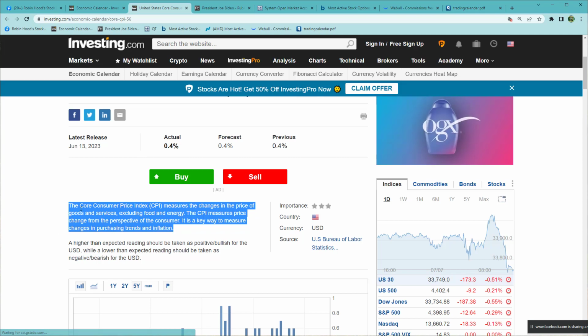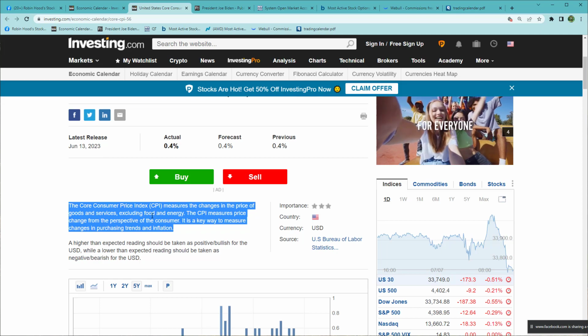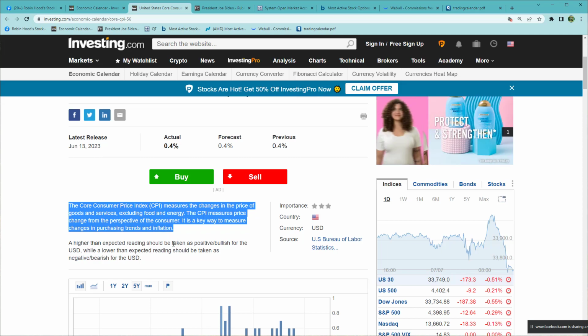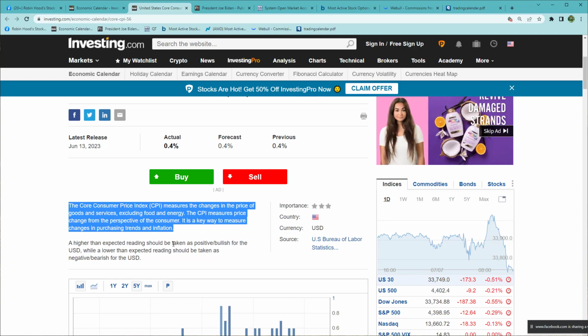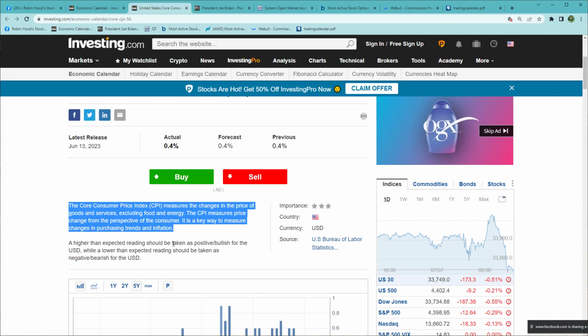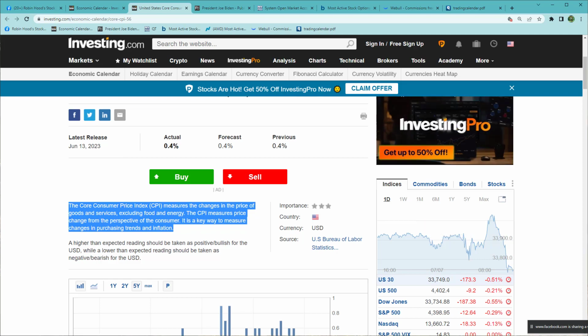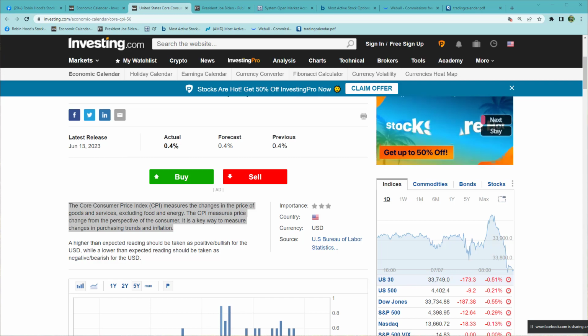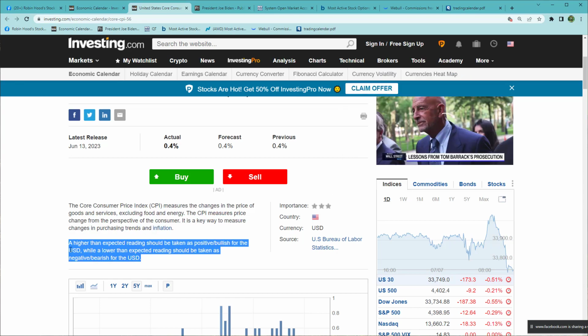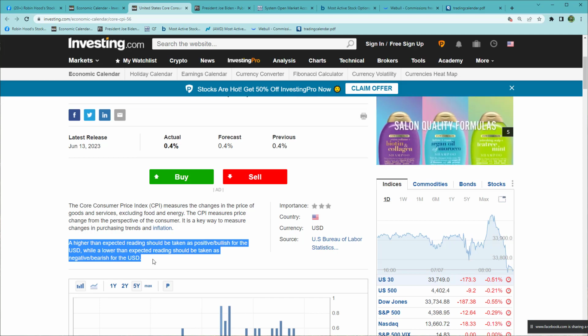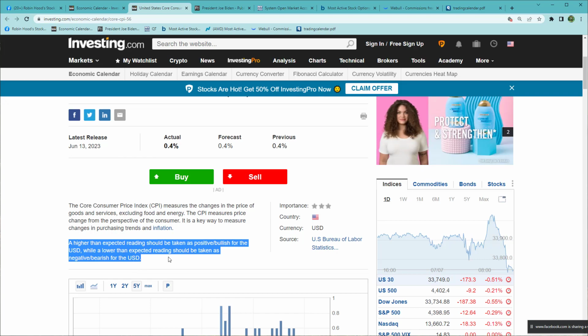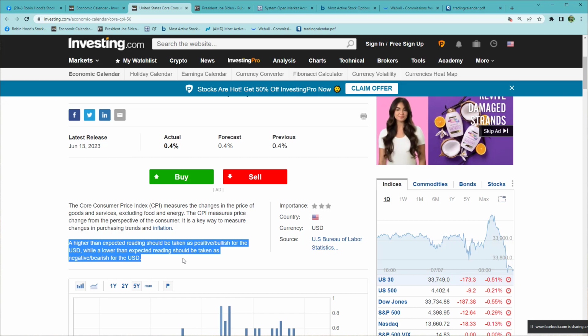But it says right here, the Core Consumer Price Index measures the changes in the price of goods and services, excluding food and energy because it has its own little report. The CPI measures price change from the perspective of the consumer, and is a key way to measure changes in purchasing trends and inflation. And how it affects that is where it says a higher than expected reading should be taken as positive or bullish for the United States dollar, while a lower than expected reading should be taken as negative or bearish for the US dollar, which all affects the stock market.